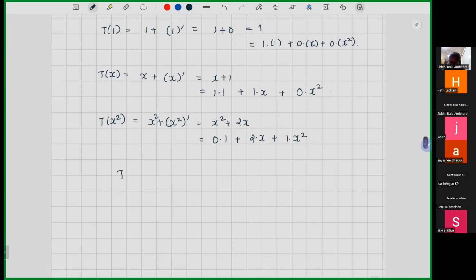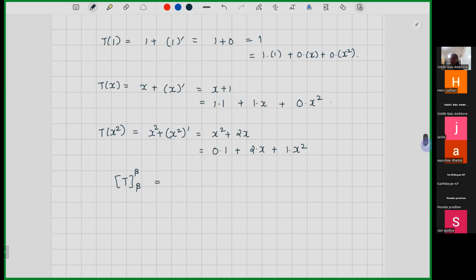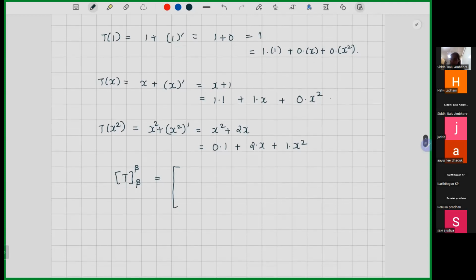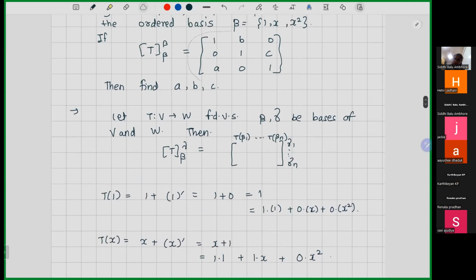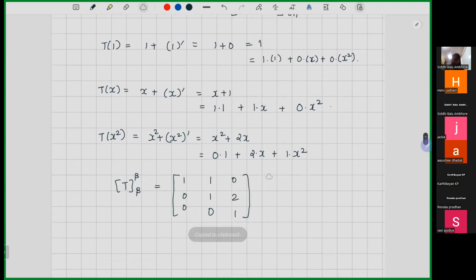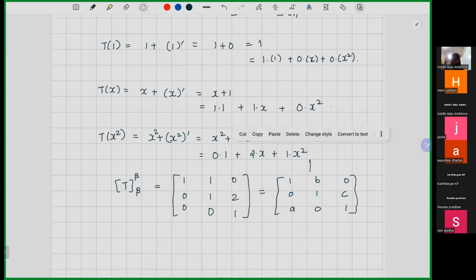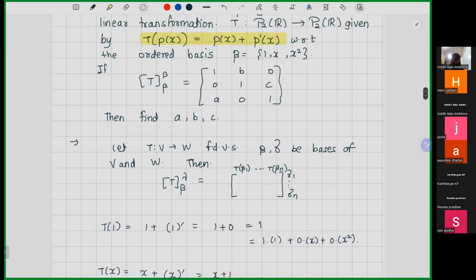If I am to write the linear transformation matrix of T with respect to basis beta on both domain and codomain, the columns are the coefficients of the T of the basis elements. So it is 1 0 0, then 1 1 0, and then 0 2 1. This is my required matrix, and I need to compare this with the given matrix. So if this is the case, then just a second.